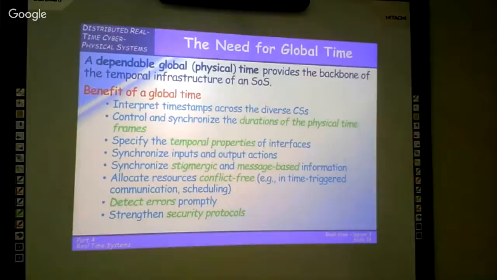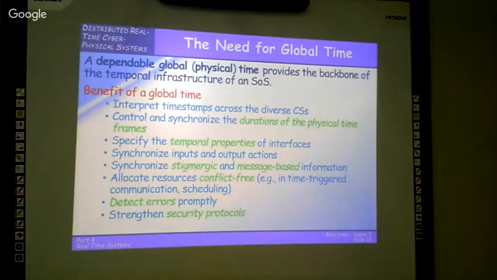Specify temporal properties of the interfaces. I mean, all the guys joining these interfaces might have the same perception, but this requires they have the same clock. Synchronize inputs and outputs. This is trivial.